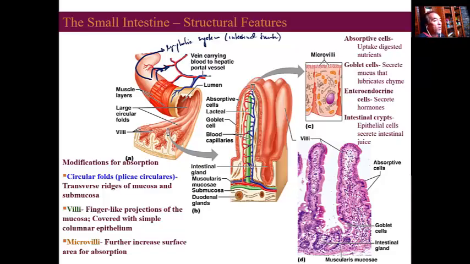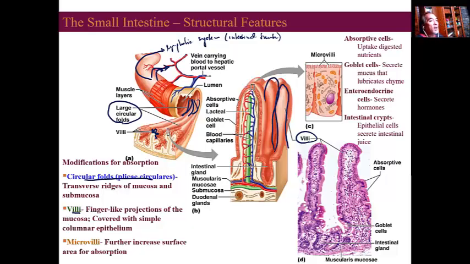All right, so now if I look at the wall of your small intestinal tract, I see a lot of these folds. Those folds are called circular folds, or what we call plicae circularis. Those are transverse ridges of the mucosa and the submucosa. So they actually go around the small intestinal tract. Then if I take a look at the folds, you can see something projecting upward, like fingers, and that is what we call the villi. So villi are just extensions going upward into the lumen of your small intestinal tract. That's called the villi, finger-like projections.